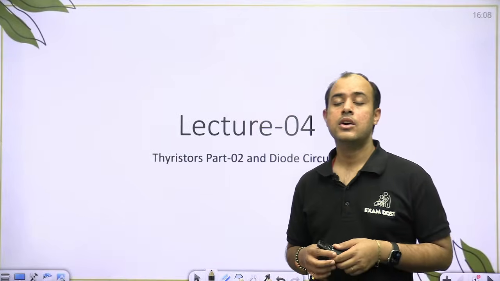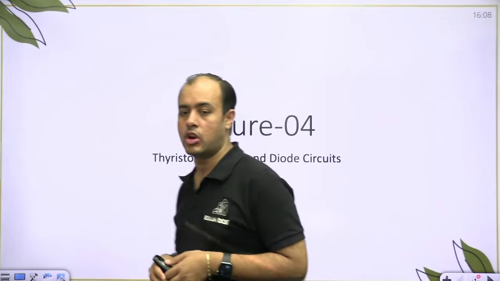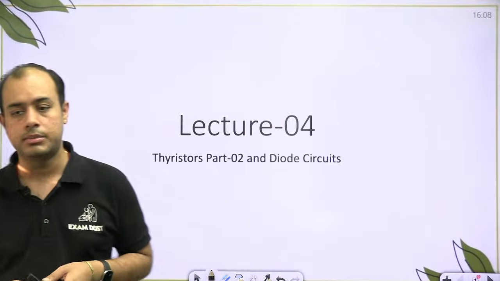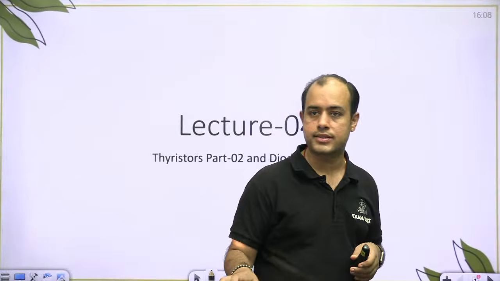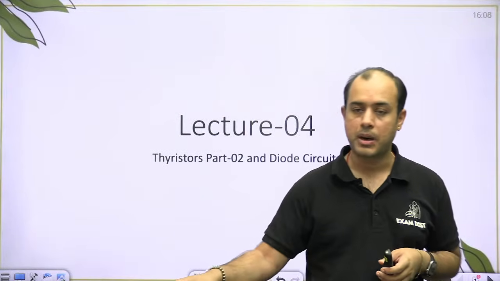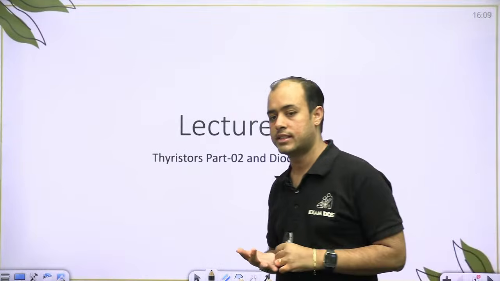We are back with the rank improvement course on power electronics, lecture number 4. That is the last lecture of the first unit, Thyristors part 2 and your diode circuits.